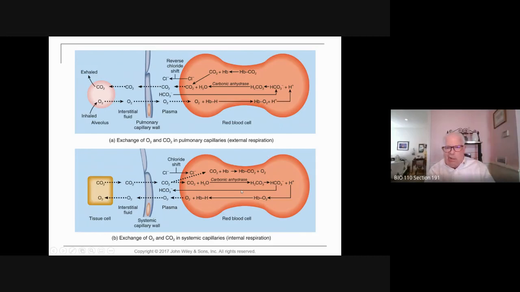This is internal respiration. It occurs in the bloodstream. It occurs in external respiration and internal respiration, and it is all due to this enzyme. Know this enzyme, carbonic anhydrase, converts CO2 plus water into carbonic acid and breaks down carbonic acid into CO2 and water.